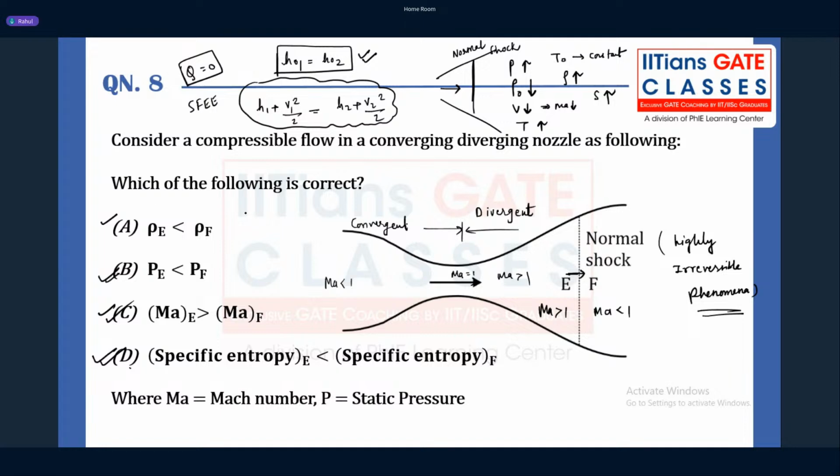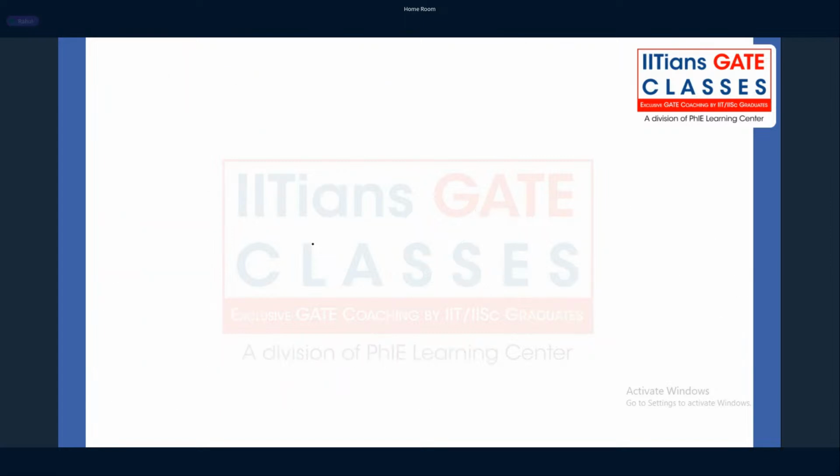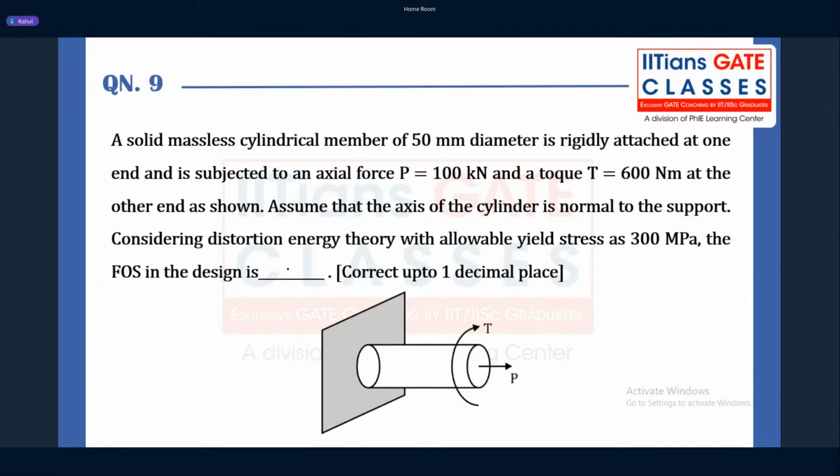Coming to the next part, if you talk about the next question, guys, again you can see this question. This is again from either machine design or strength of materials. That means this is a question from Section B, guys, right? Section 2. A solid massless cylindrical member of 50 mm diameter is rigidly attached at one end and is subjected to axial force P, and a torsion of 600 Newton meter is applied at the other end.